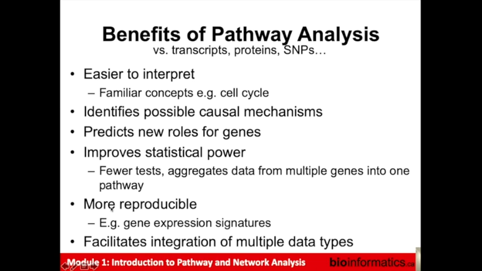For instance, if we do multiple experiments on multiple samples, we might get different gene expression profiles or signatures for each sample or condition, but they might all affect the same pathways. So looking at the level of genes, we might not see exact replication of the signatures across conditions, but looking at the level of pathways, we might see replication of pathways across the conditions. And pathway and network analysis also facilitates integration of multiple data types in a multi-omics approach.